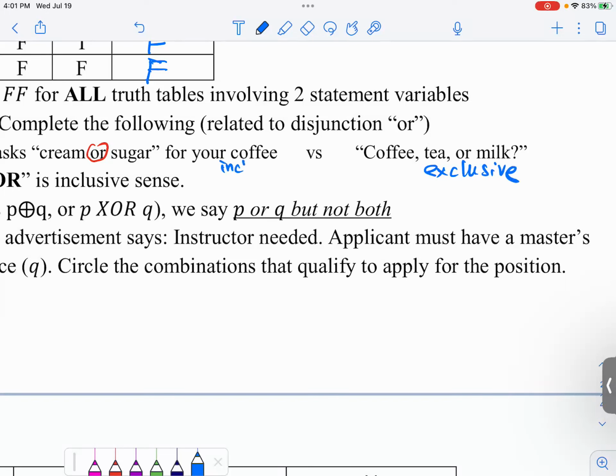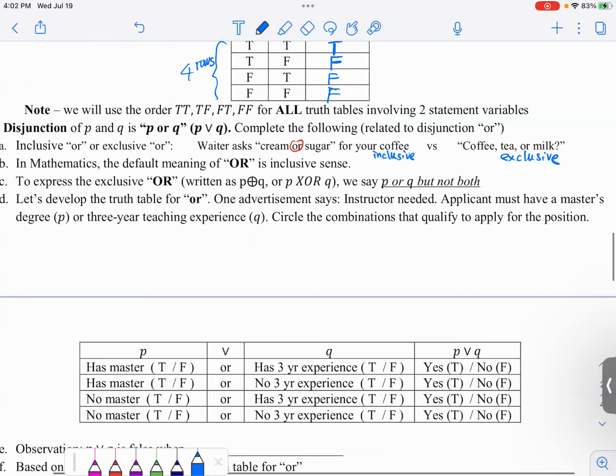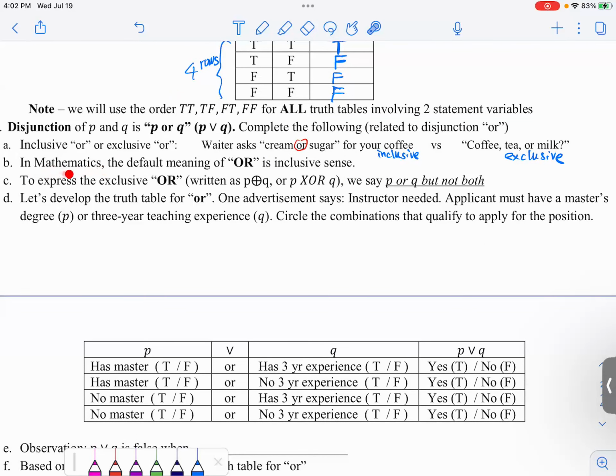This is exclusive, and this is inclusive. Now, we certainly do not want this ambiguity in our math, right? So in math, across all the disciplines, the default meaning of or is inclusive or. That means if you say P or Q, that means P or Q or both, okay?